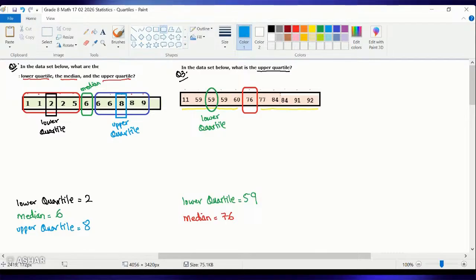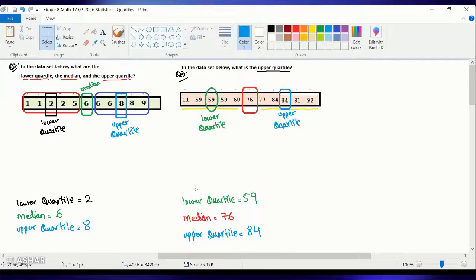Let's have a look at the upper quartile. There were 5 values on the right side of the median. The middlemost value would be the upper quartile. That means the upper quartile for this information set comes out to be 84.